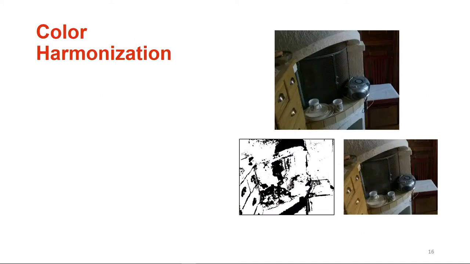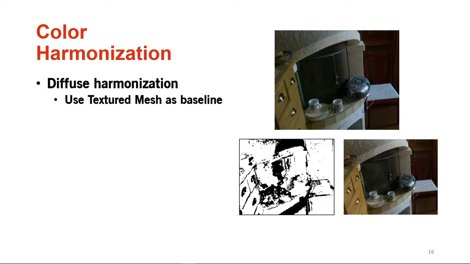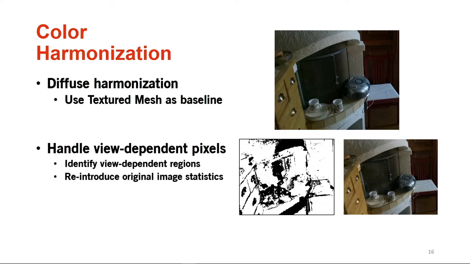To completely remove such artifacts, we propose a solution in two steps. First, each image is harmonized using texture mesh as a baseline. In a second step, we reintroduce view-dependent effects from original images. To do so, we identify local regions exhibiting highlights by computing a view-dependent mask, as shown on the bottom left, and performing Poisson blending to avoid seams on region boundary.